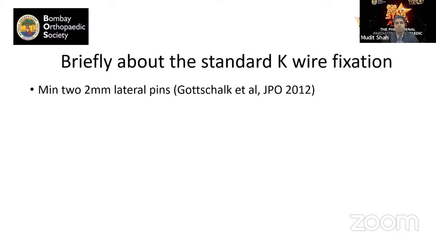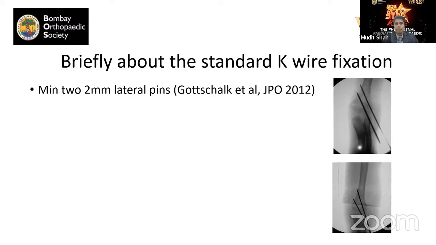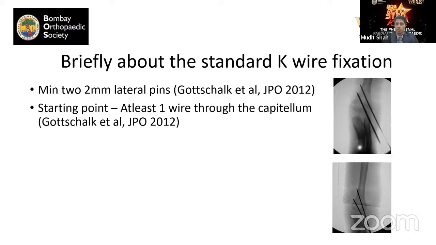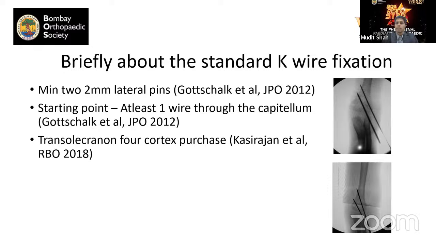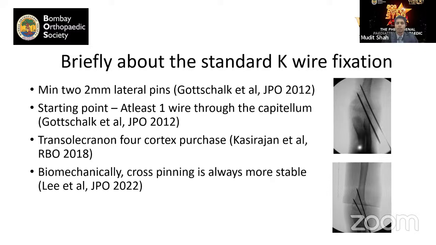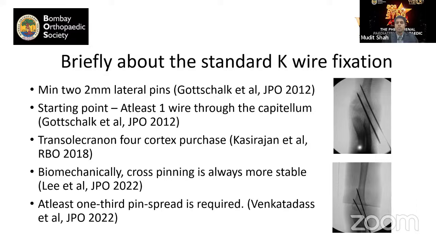The things that are not very much in controversy are two minimum lateral pins, which are 2 mm in size, either in the parallel manner or in the divergent manner. At least one wire should go through the capitulum. The trans-olecranon forecortex purchase gives good stability. Cross-pinning is always more stable, which has been recently again reiterated by Lee et al. in 2022. And the earlier thought of having a pin spread of about 6 to 8 millimeters is now given a more objective answer of 1/3 of the total fracture distance on the distal humerus. The pin spread should be at least 1/3 apart, which has been mentioned by Dr. Venkat Das in his recent article in JPO 2022.